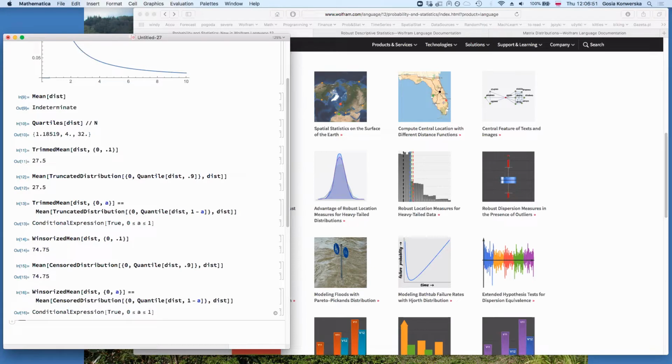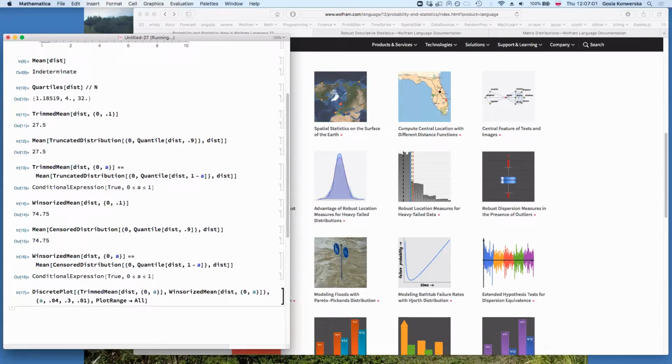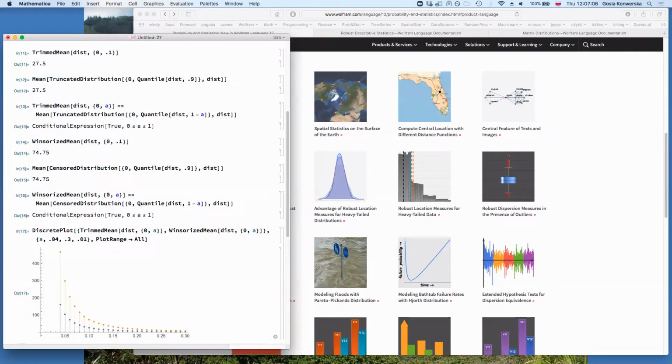So it really goes up, and we see that there is a difference between discarding 10% of the largest values and clipping them. So this is where you plot both of the means with respect to how much we clip from the tail.